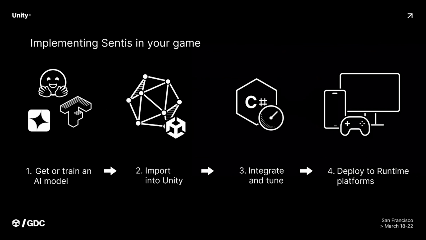Okay, so let's do a quick run through of how to implement Sentis in your game. Step 1 is to get an AI model or train it yourself. You can go to a marketplace like Hugging Face, TensorFlow, Keras. These are some really popular places to get models on the web.